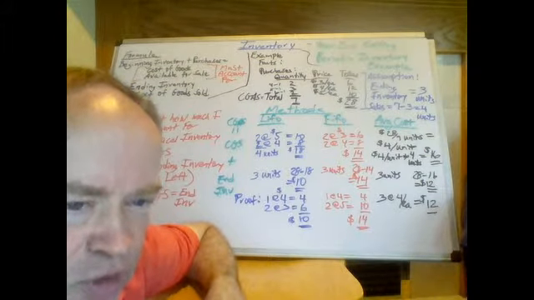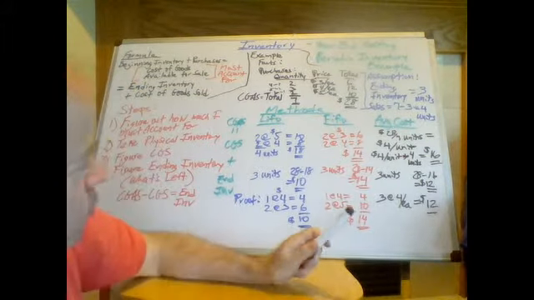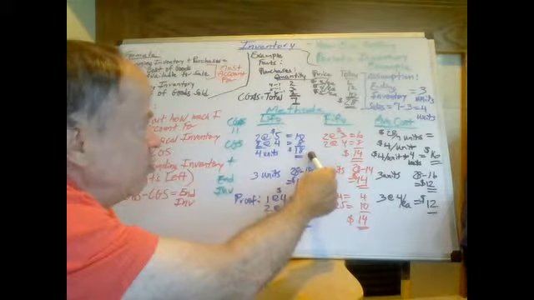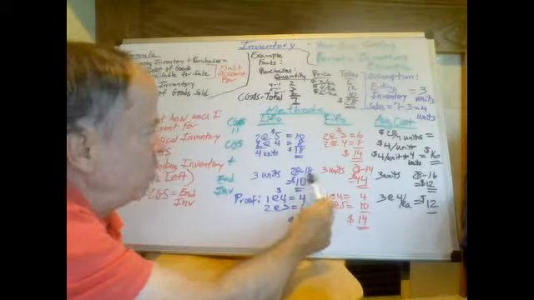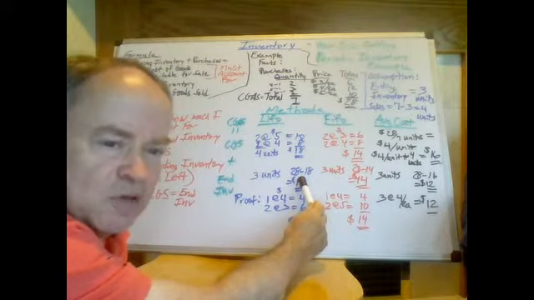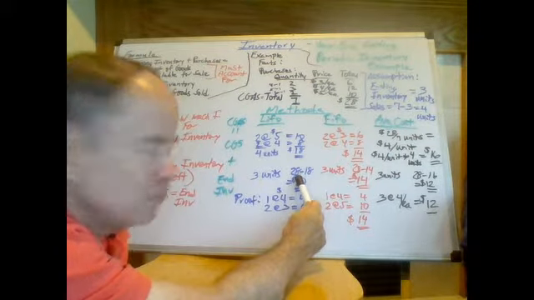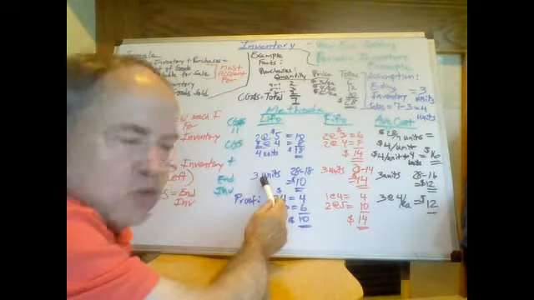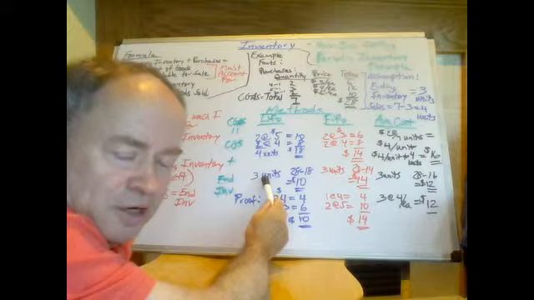So $18 was the total. I have to account for 28. I've accounted for 18. So that means 28 minus 18, or 10, would have to be an ending inventory. I've accounted for 4 out of the 7, which means there's 3 units in ending inventory.